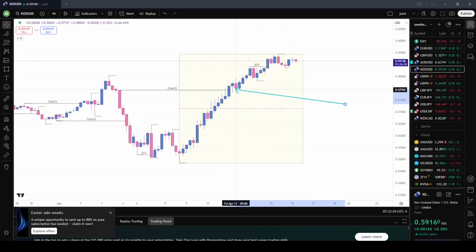I don't know when the buyers will step back in once it does start retracing. So just looking for any type of buying opportunities once it does retrace back, looking for any type of long position in order to see prices break out of this current range and go higher.